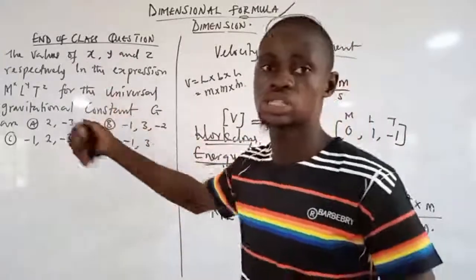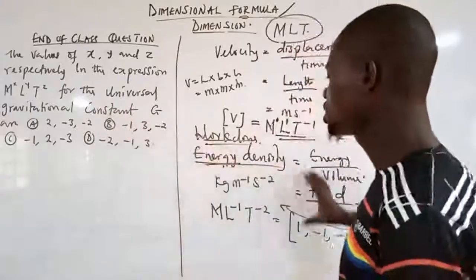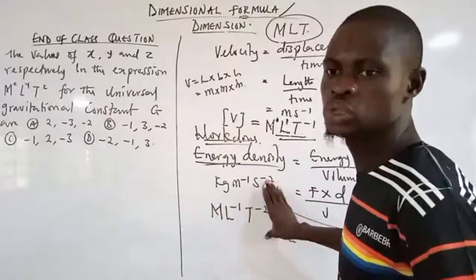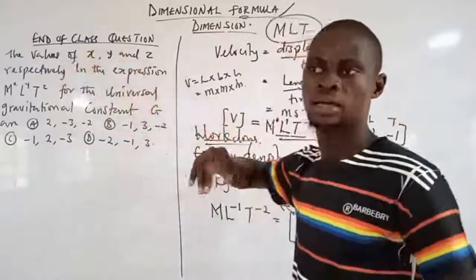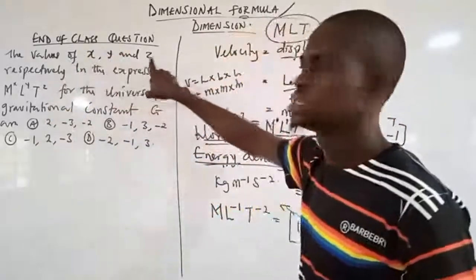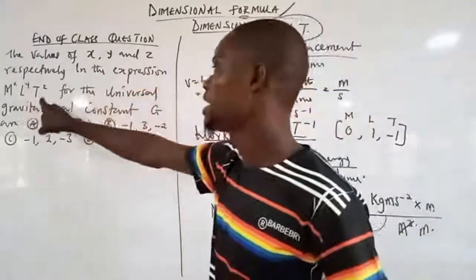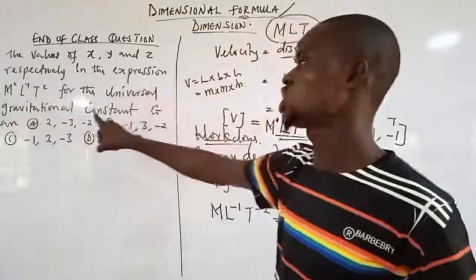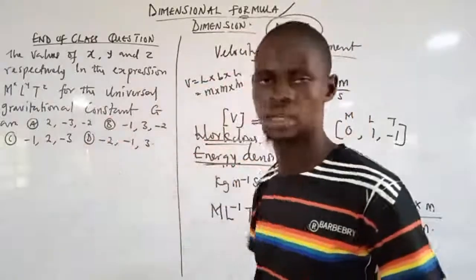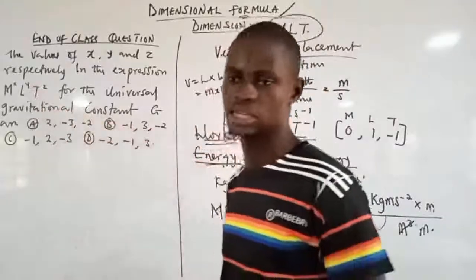This question is taken from JAM. If they want to set a question on dimension for you, they can ask it in this manner. Take a look at this. They said the values of x, y, and z, respectively, in the expression M^x L^y T^z for the universal gravitational constant G is what? What is the value of x, y, and z in this specific case?